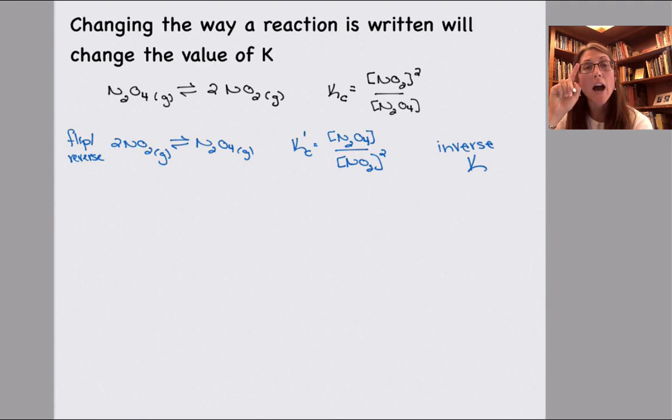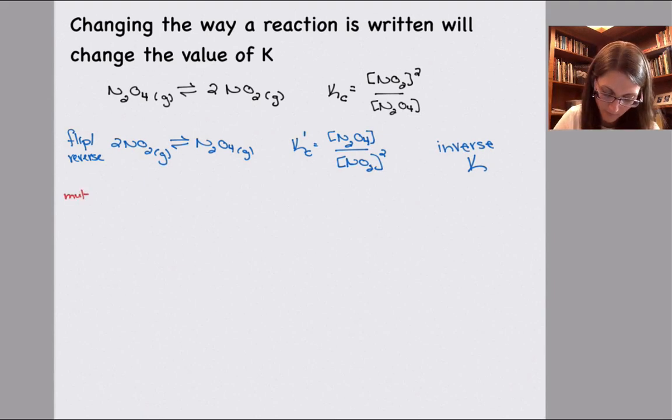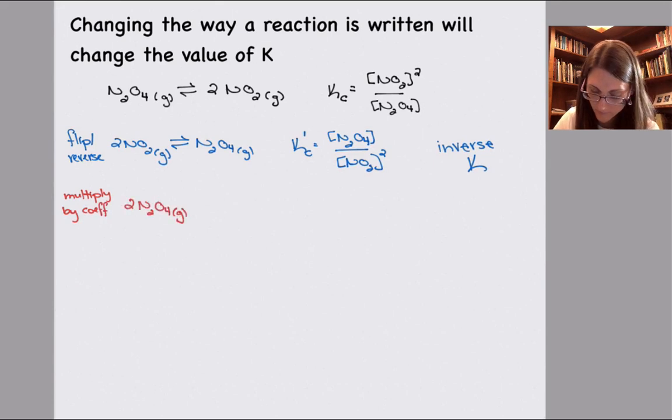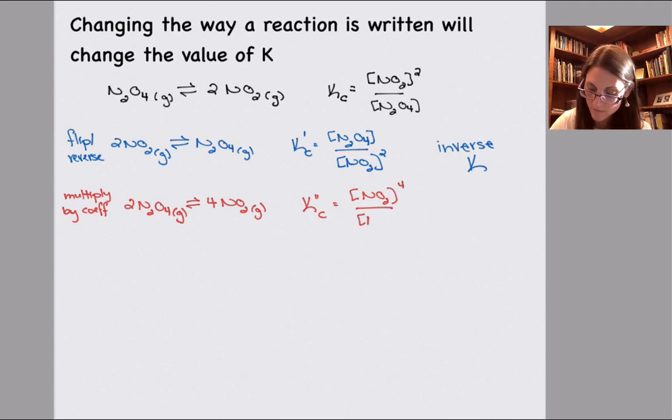What if instead I multiply through by a coefficient? Well, if I take a look at this one, since I have doubled all the coefficients, all of my exponents have changed as well. And so it turns out that what I'm doing here is I'm taking the original value for the equilibrium constant and I'm raising it to the exponent that was my coefficient. One more situation we have to look at is what happens, like we were doing in Hess's law, if we add two equations together. What is that going to do to my equilibrium constants for the overall process?